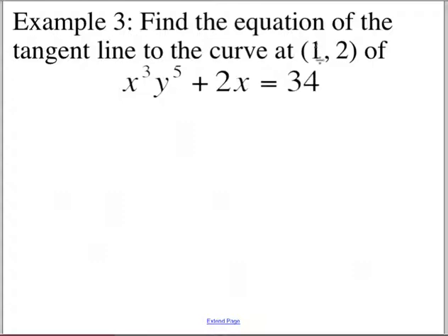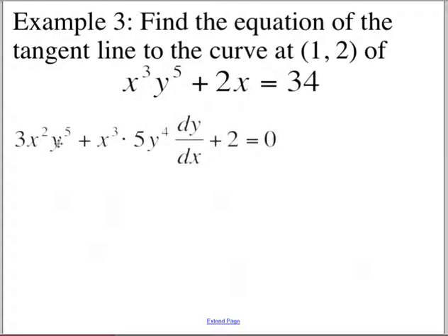So we already have our x and our y value, the (1, 2). If I just gave you the x value, you would have to somehow find the y value. So what we need to do is find the derivative because we need the slope of the tangent line. On the left side, using implicit differentiation, remember to use product rule on this x cubed y to the 5th. So I get 3x squared times y to the 5th plus x cubed times 5y to the 4th dy/dx plus 2 equals 0.